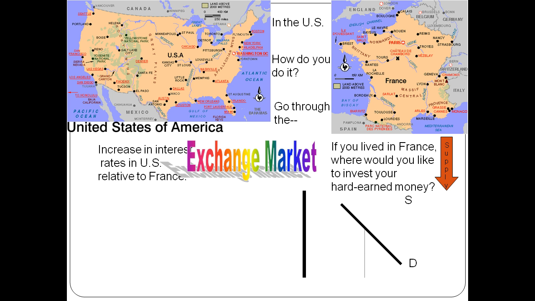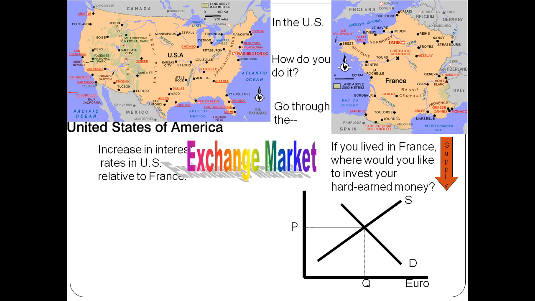So it's a simple supply and demand graph. We've got price on our y-axis, we've got quantity on our x-axis, and we're looking at the euro here. We've got an upward sloping supply curve, downward sloping demand curve where they intersect. You have an equilibrium price for the euro and quantity for the euro.